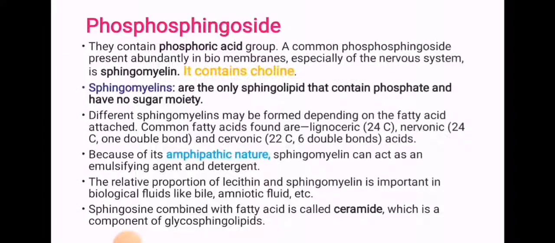These include lignoceric acid, which has 24 carbons, and nervonic acid, which has 24 carbons with one double bond, making it an unsaturated fatty acid. And cervonic acid, which has 6 double bonds with 22 carbons. These form different sphingomyelins. Because of its amphipathic nature, sphingomyelin can act as an emulsifying agent and detergent. The relative proportion of lecithin and sphingomyelin is important in biological fluids like bile, amniotic fluid, etc. Sphingosine combined with a fatty acid is called ceramide, which is a component of the glycosphingolipids.